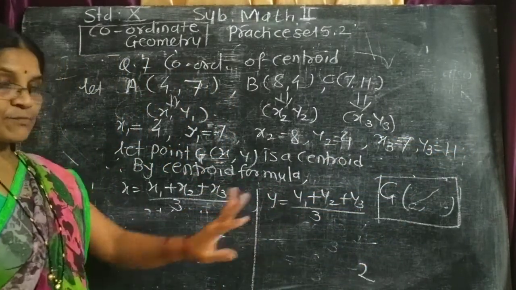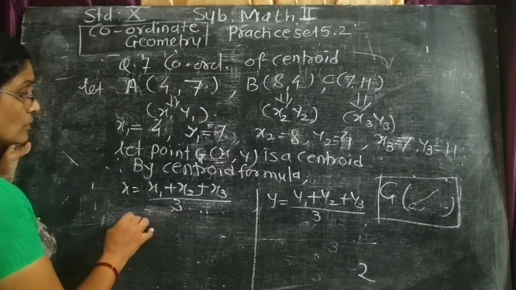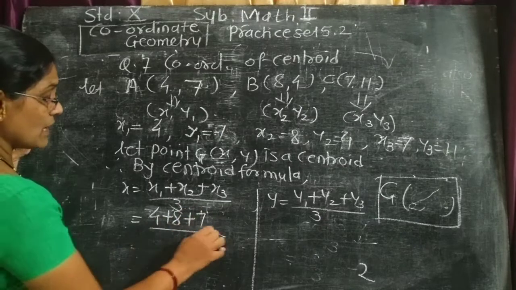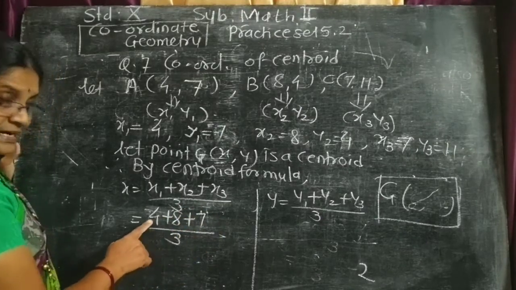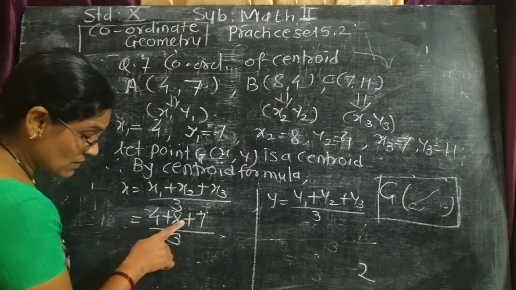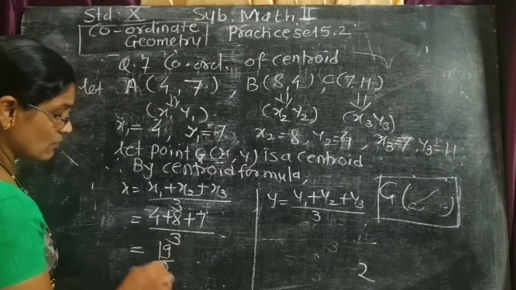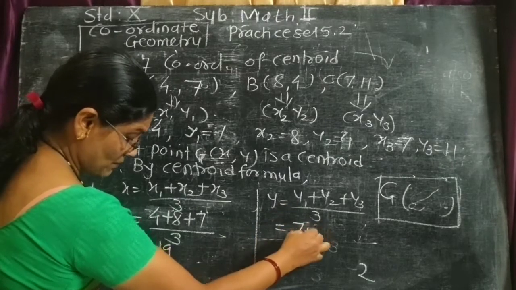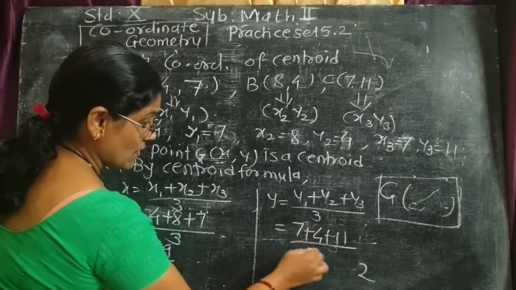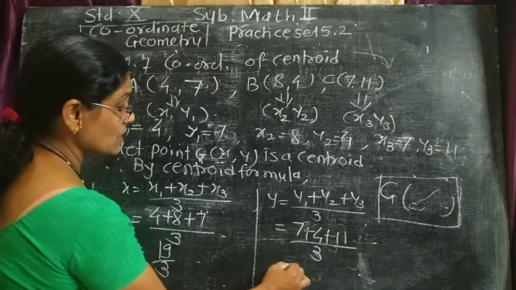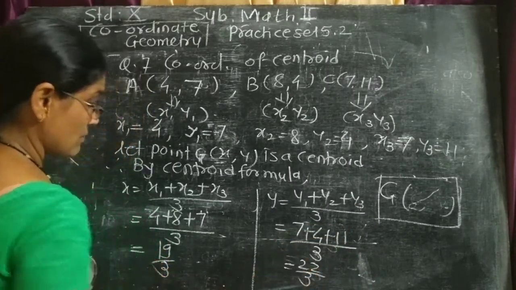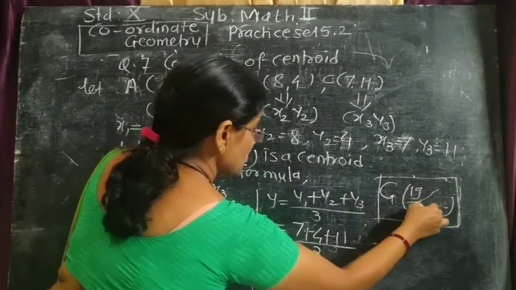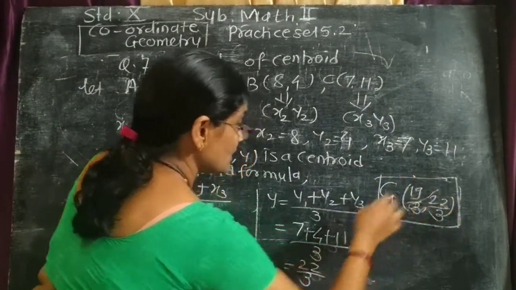In the same way we write the formula first, then put in the values. x is 4 plus 8 plus 7 upon 3. 4 plus 8 is 12, 12 plus 7 is 19, upon 3. We can't simplify further. For y, put in the values: 7 plus 4 plus 11 upon 3. 7 plus 4 is 11, 11 plus 11 is 22, upon 3. So the coordinates of the centroid are 19 upon 3 and 22 upon 3.